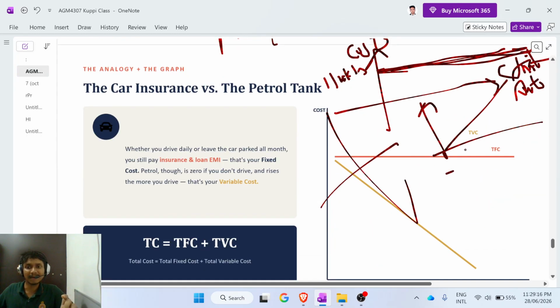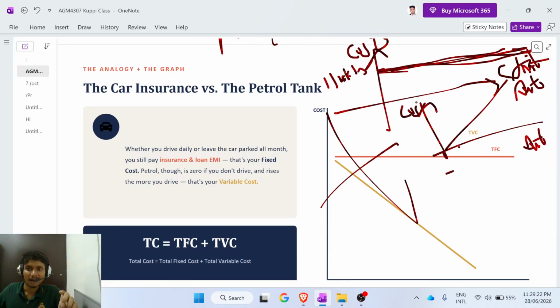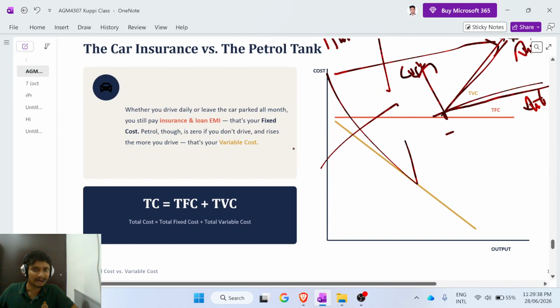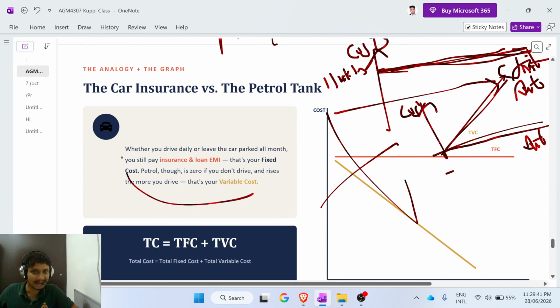But variable cost will increase according to output. Output versus cost: if I increase the output of rotis, from 1,000 rupees to 10,000 rupees of rotis, the cost will increase according to fuel, gas, flour, like that. That is very simple.